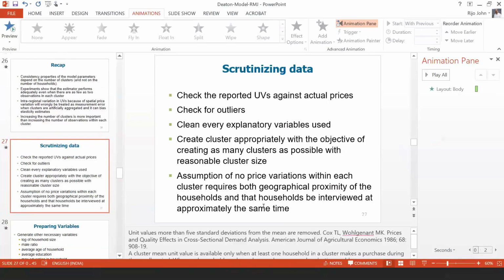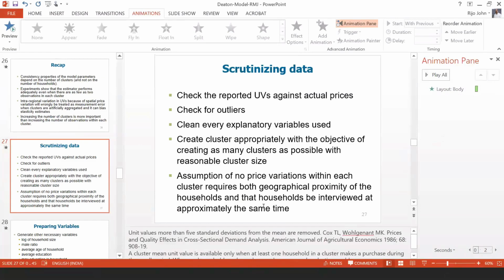So now let's go into the application of it. First, scrutinizing the data, as I already said, you check the reported unit values against actual prices to see whether there is actual price variation or actual unit value variation happening across space, and definitely check for outliers. Clean every explanatory variable used. These are all things that you do for any econometric analysis. I don't need to emphasize this enough. Then create clusters appropriately with the objective of creating as many clusters as possible with reasonable cluster size.